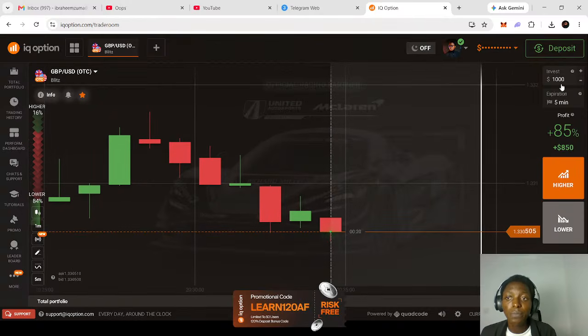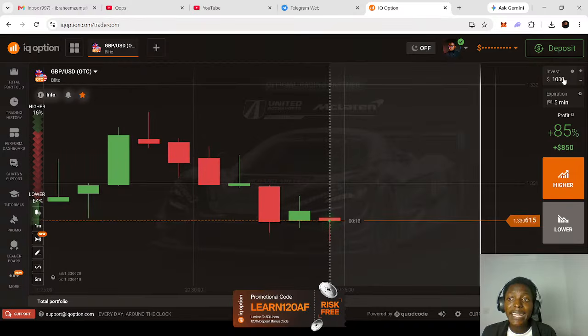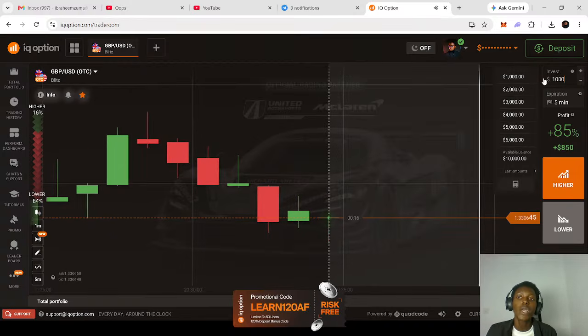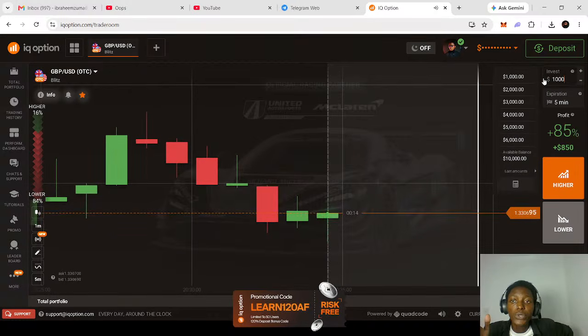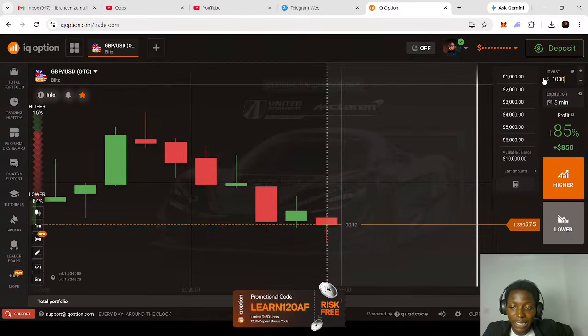So the next thing is position sizing. Right here, as you can see, is where you will decide how much money you are placing on a single trade.